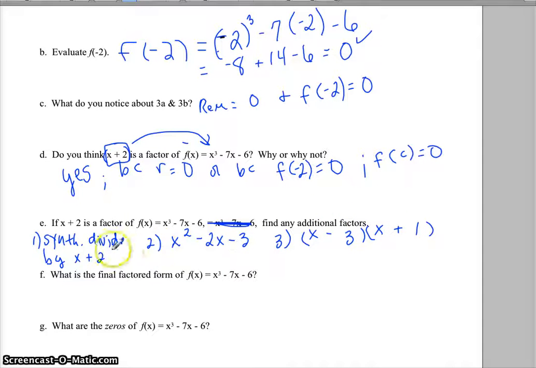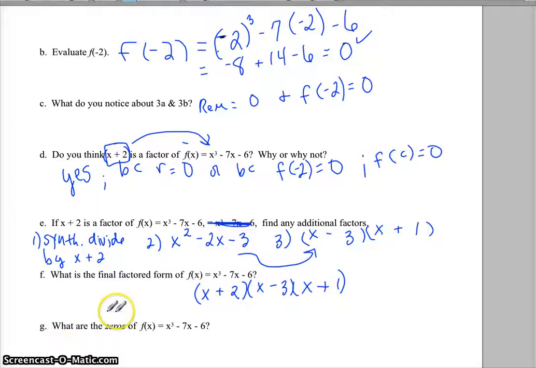Question F asks, what is the final factored form of x cubed minus 7x minus 6? The final factored form is x plus 2. Remember, we've already proven that x plus 2 is a factor. And then we factored the quadratic that we obtained from our division, times x minus 3 times x plus 1.